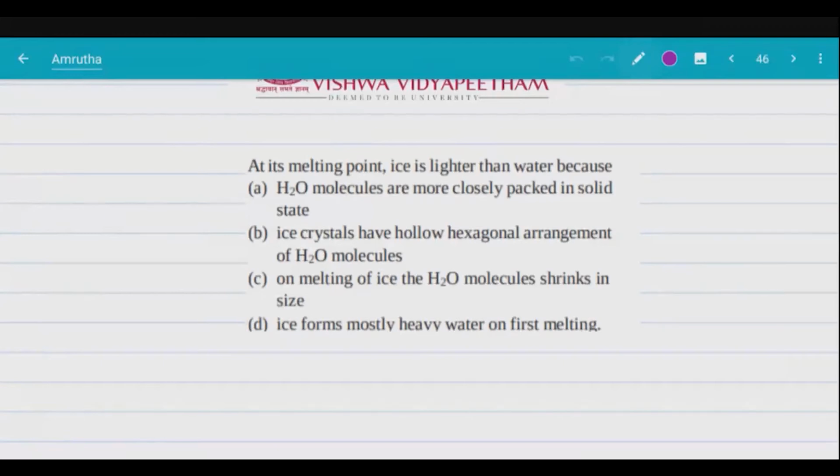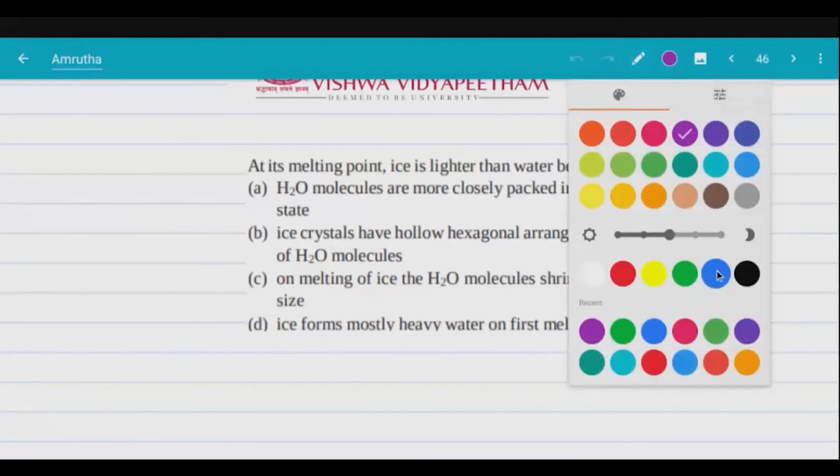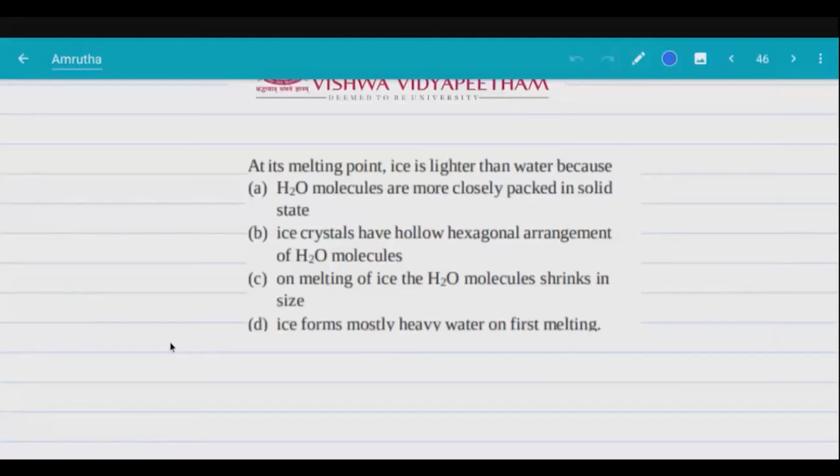Okay, see, first let me discuss. H2O has hydrogen bonding, no doubt. Sir, what is a hydrogen bond? Anybody knows? Everybody knows, right? What exactly is a hydrogen bond? It's the most important molecular attraction.